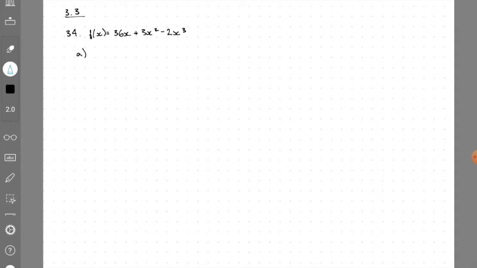So we're going to want to take the derivative, right? Because we want to know when it's equal to 0, and therefore we can work out what the absolute max and mins are going to be. So let's take the derivative. It's going to be 36 plus 6x minus 6x squared. Okay, so to find the critical points, we want to set this equal to 0. We want to know when the slope is 0.